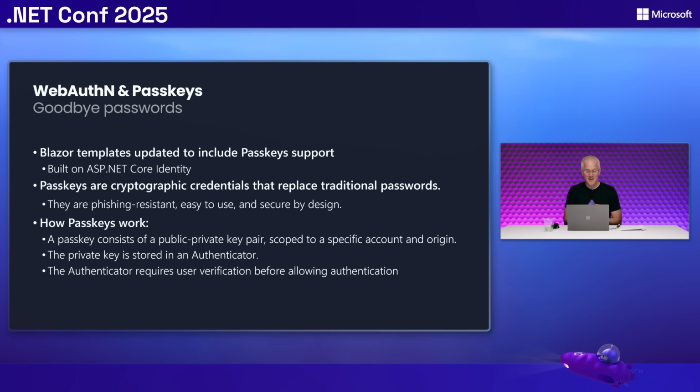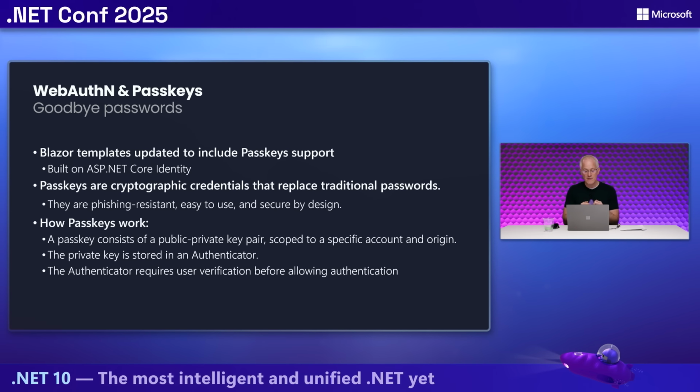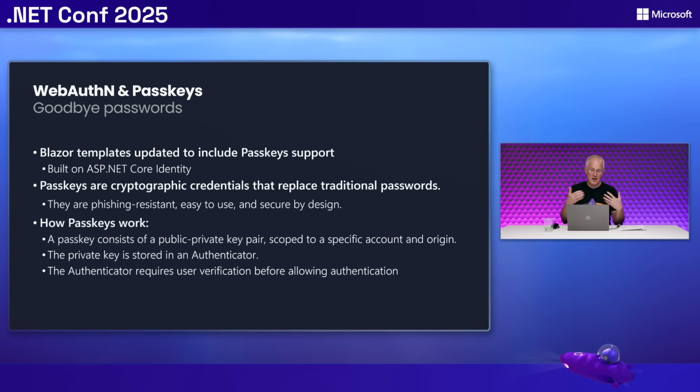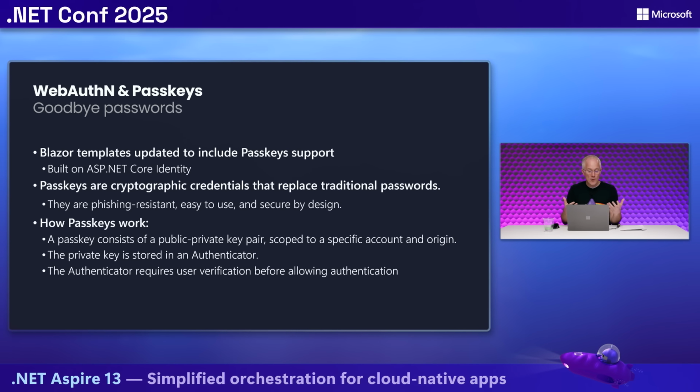With .NET 10, passkey support is now integrated with the Blazor web app template, and it's supported by ASP.NET Core Identity. Passkeys are cryptographic credentials that replace traditional passwords. They're phishing resistant, they're easy to use, and they're secure by design. A passkey consists of a public-private key pair scoped to a particular account and origin. The private key is stored in an authenticator app. The authenticator then takes care of verifying the user identity before allowing authentication with that stored passkey.